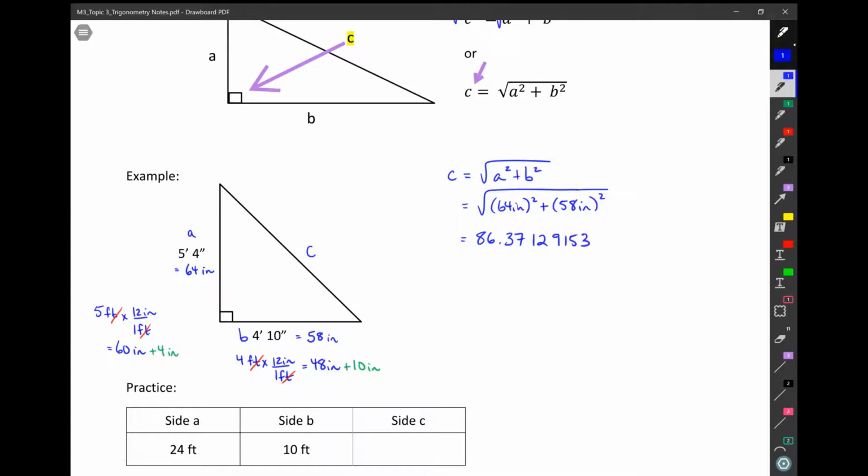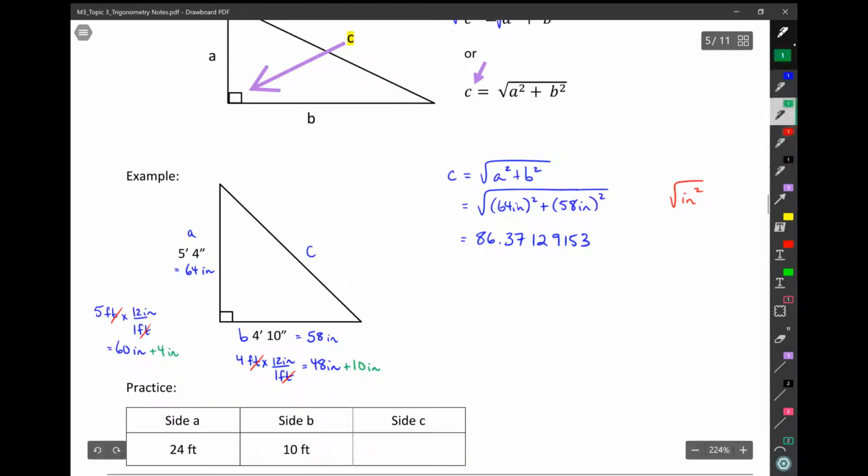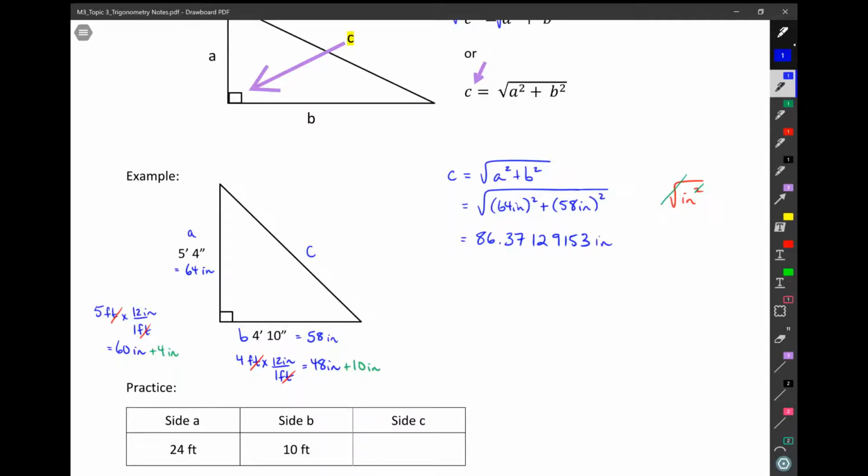Now let's think about the units. So inches squared plus inches squared is inches squared. So underneath the square root symbol, we had inches squared. What does this mean? Well, you have the square root of something squared. That in fact cancels that out, and you're left with inches. So my dimensions for C is in inches, and this should make sense because I had A in inches, B was in inches, so C should also be in inches.